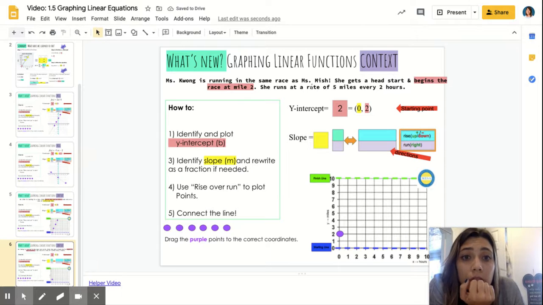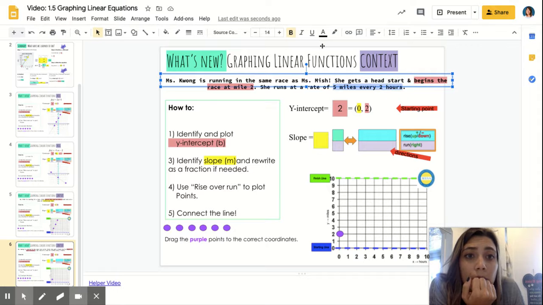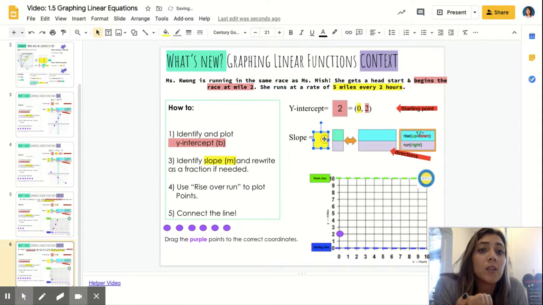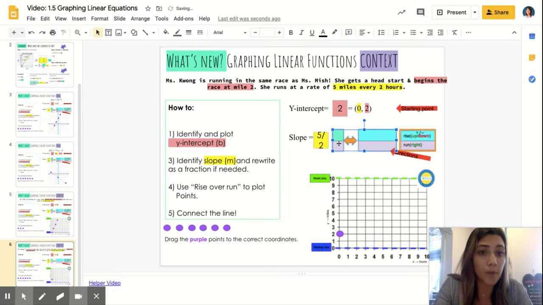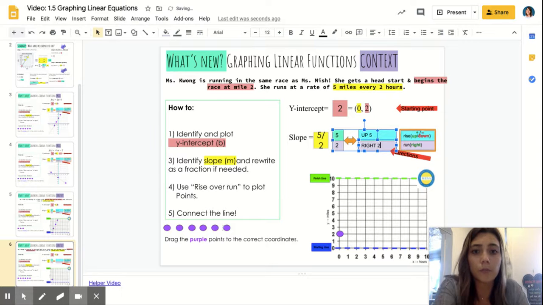Let's keep reading. She runs at a rate of 5 miles every 2 hours. That's our slope because of that keyword every. So it's 5 every 2. So that means my top number is 5 and my bottom number is 2. So I have up 5 and right 2.